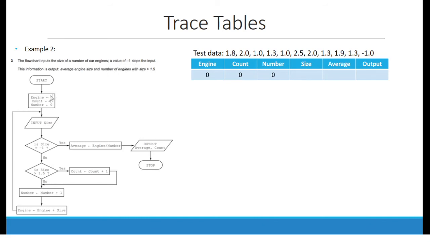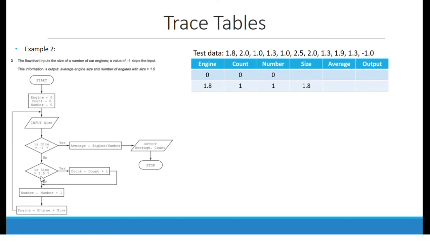Let's start by declaring the variables engine, count, and number, which is 0, 0, and 0. You can input the size here in this row, but it would just make your working quite confusing. So I suggest leaving it blank and moving on to the next row to input the size. Is size equal to minus 1?